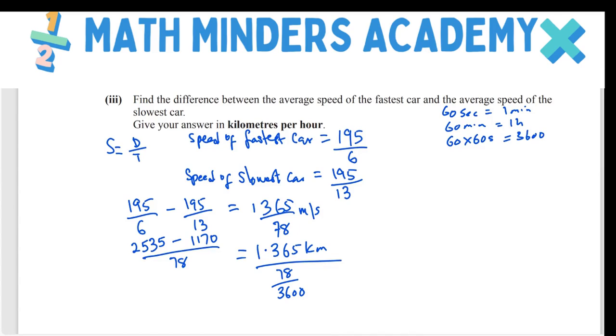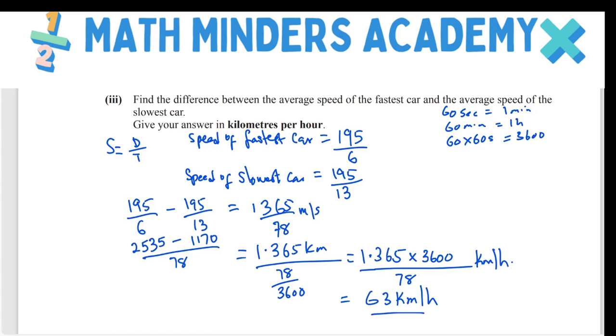So this becomes 1.365 times 3,600 all over 78, okay? And this will give us 63 kilometer per hour. This is kilometer per hour, okay? So this will be the final answer.